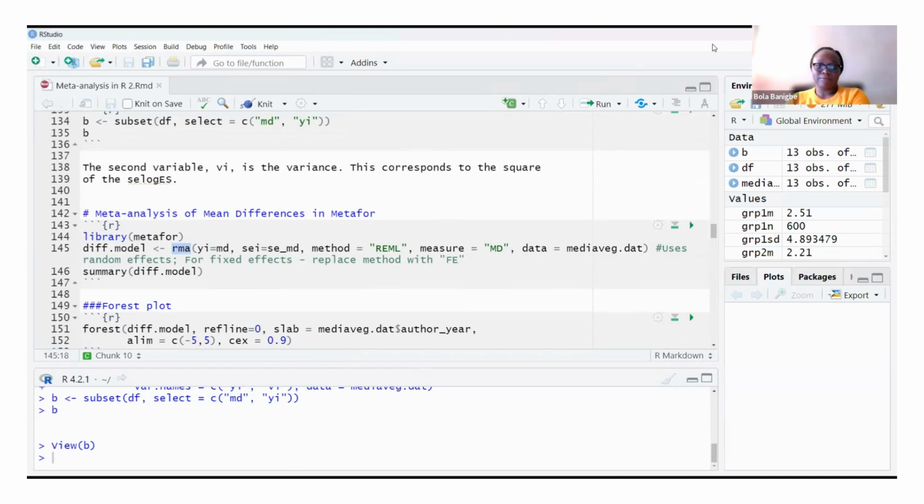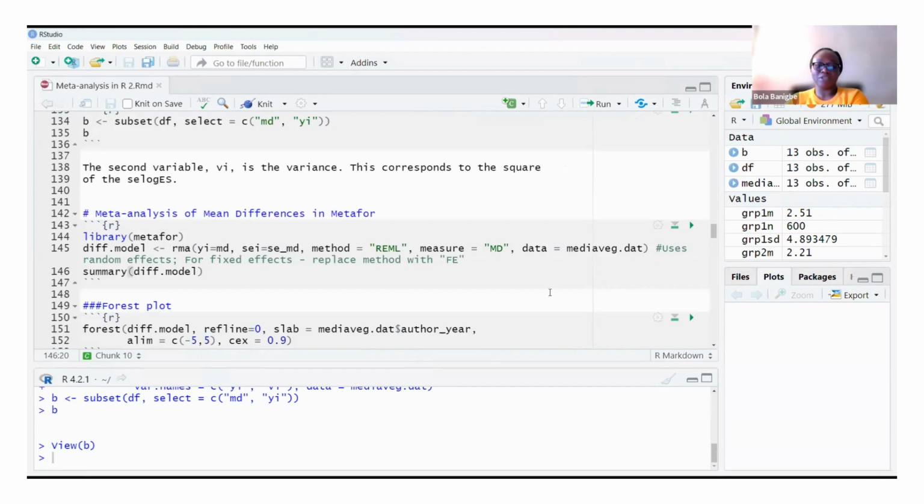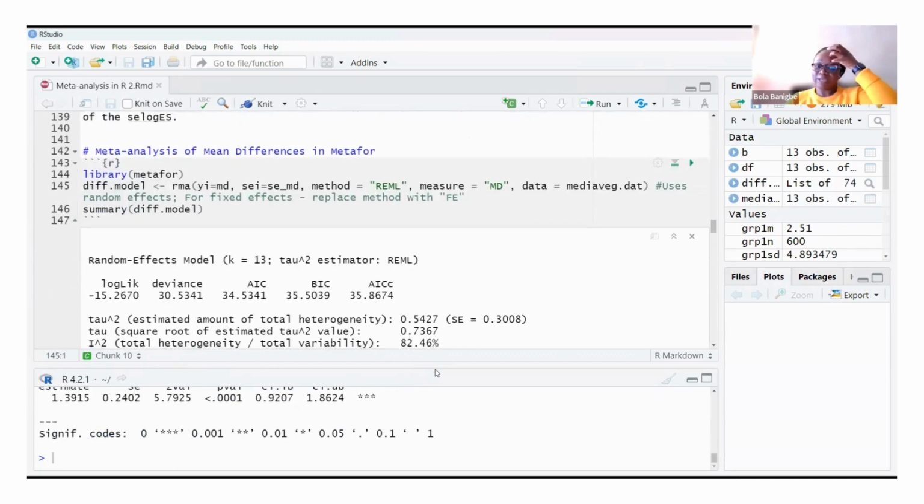We're using the rma command, and we're basically saying YI, the outcome, is MD. The standard error is what it's called in our Excel document. The method is random effects, restricted maximum likelihood. Our measure is MD, and the data is mediaveg.dat, the Excel document that we imported. So it's using random effects. That's why we have REML. If it was fixed effects, we would replace the method with FE. This is the name that we've given the object, and we're asking R to summarize it after running it. So here it is.